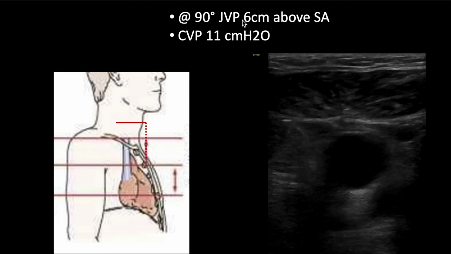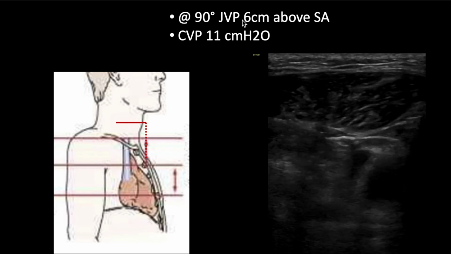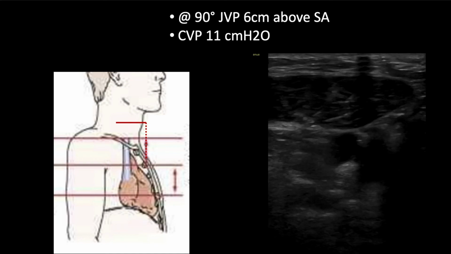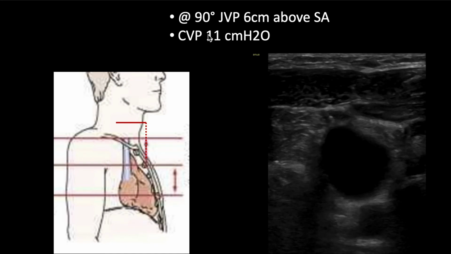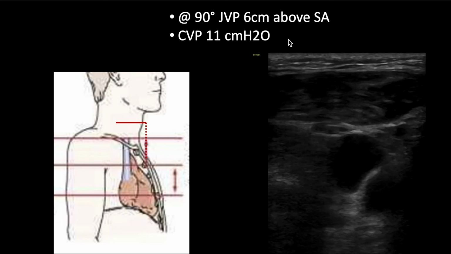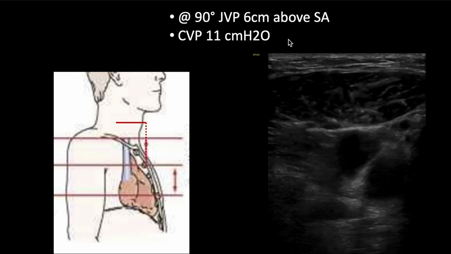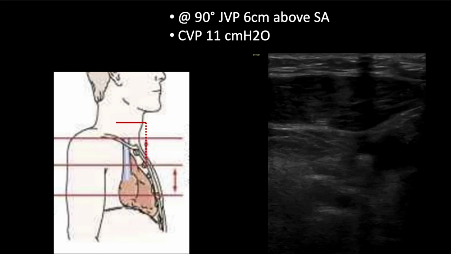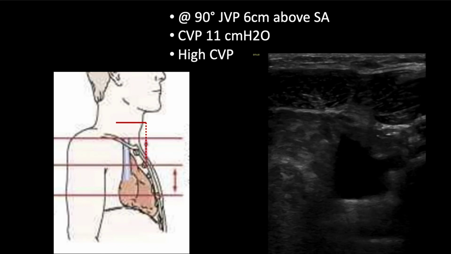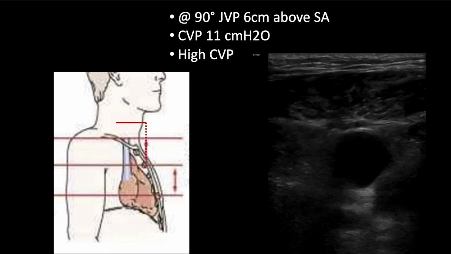6 plus 5 would be a CVP of 11 centimeters of water. And we know as the centimeters get higher and higher like this, the specificity for CHF gets higher and higher. So once the CVP reaches 11 or 12, I feel very confident saying this patient has high central venous pressure, high right atrial pressure. He's got some pulmonary edema. This patient would benefit from IV diuresis.